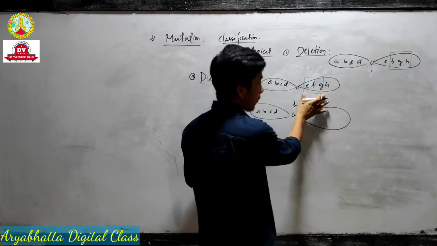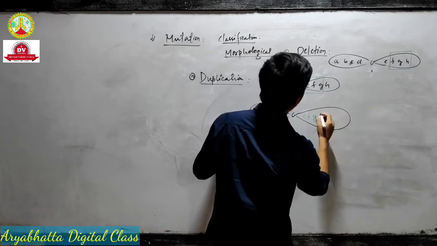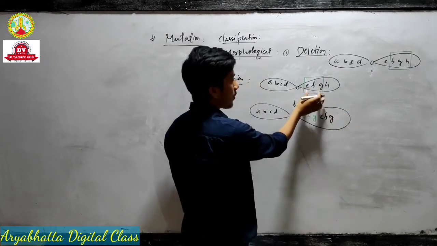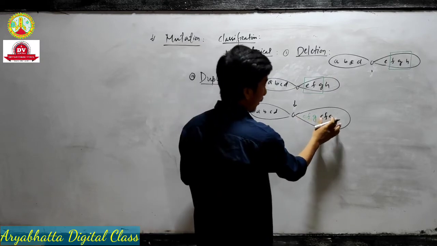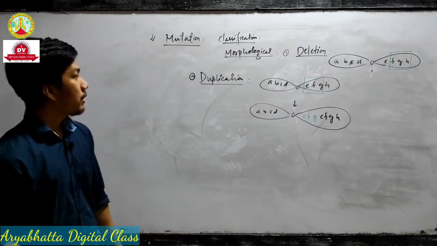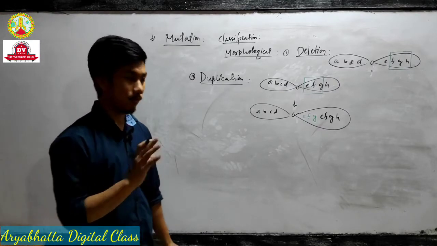Okay, my Hindi is not good, let me explain in English. So the EFG part gets duplicated. It duplicates EFG, and there is this original EFG. Then H will be there. So it results in an abnormal chromosome, which ultimately results in mutation.